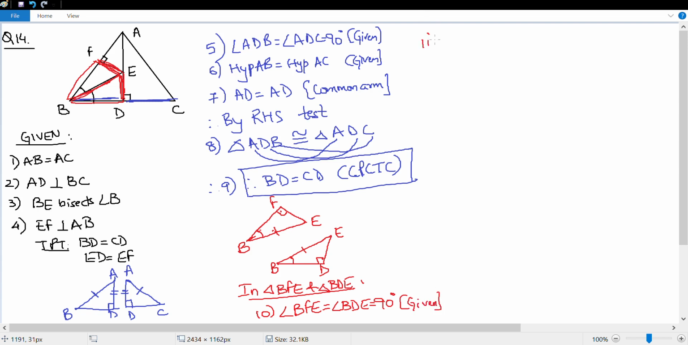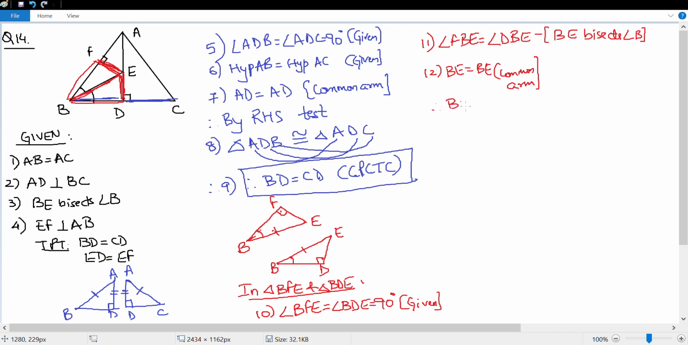Number 11. First angle done, second angle. Angle FBE is equal to angle DBE. This is given but in the form BE bisects angle B. This is given. And the last one is BE is equal to BE. This is common arm.